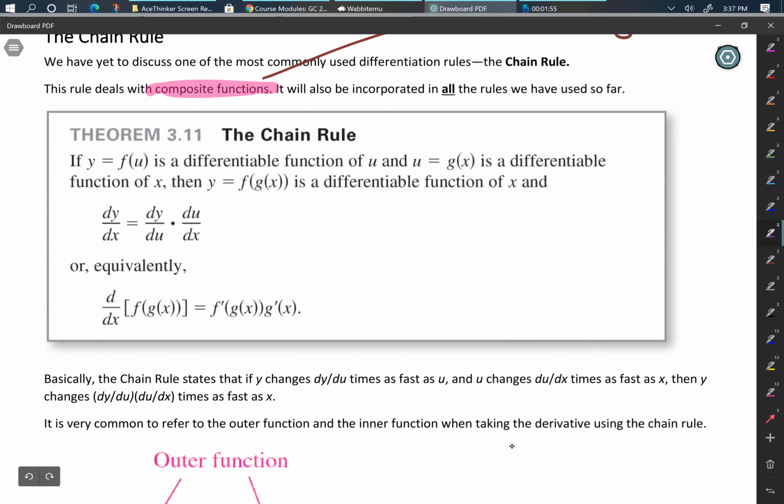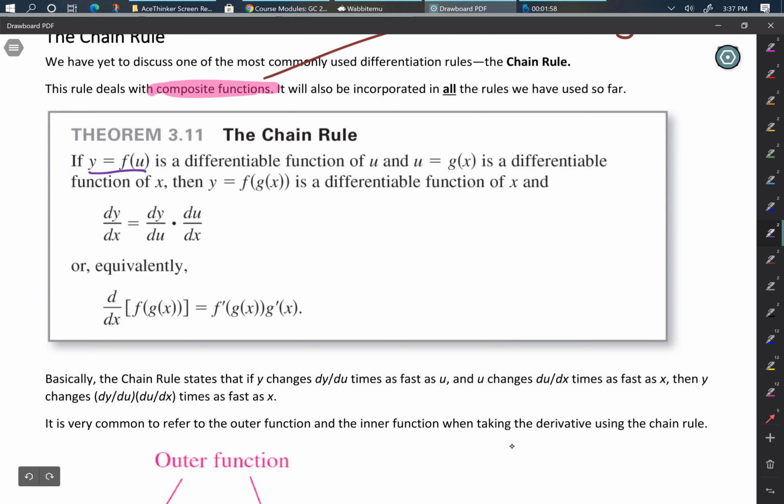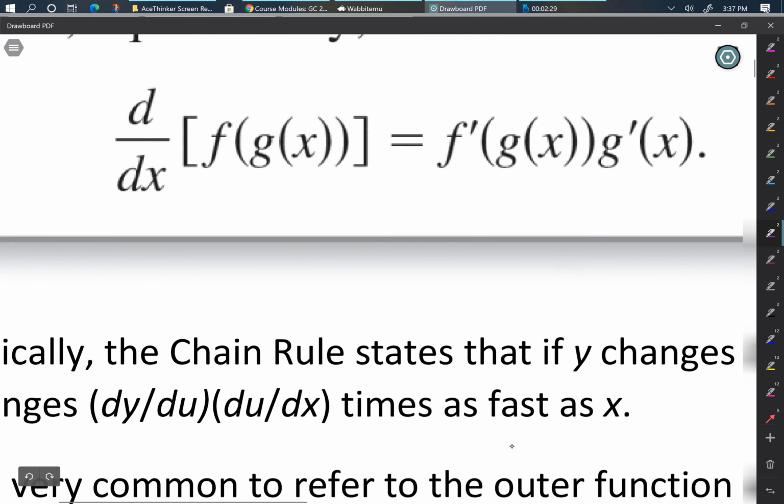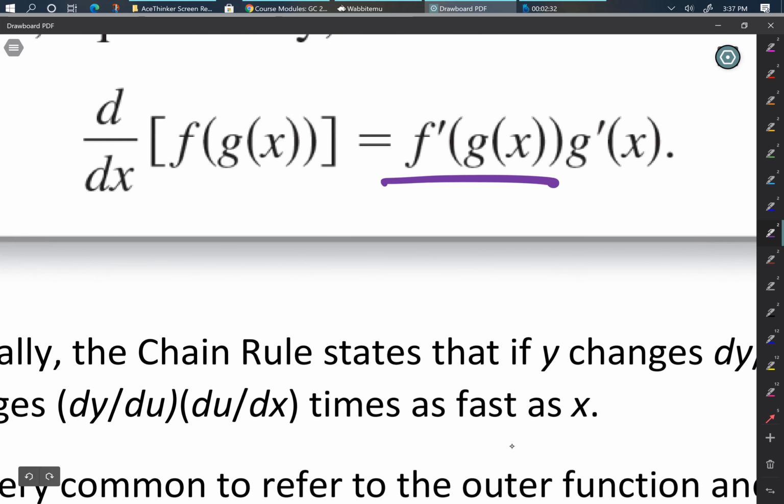The chain rule says that if y is equal to a function f of u, and it is a differentiable function of the variable u, and u is equal to g of x, and g of x is a differentiable function of x, then y can be thought of as f of g of x, and it's a differentiable function of x. And furthermore, dy dx, the derivative of y with respect to x, is going to be dy du multiplied by du dx. That's Leibniz notation. Or if you prefer, as most people do, function notation, the derivative of f of g of x is f prime of g multiplied by g prime.